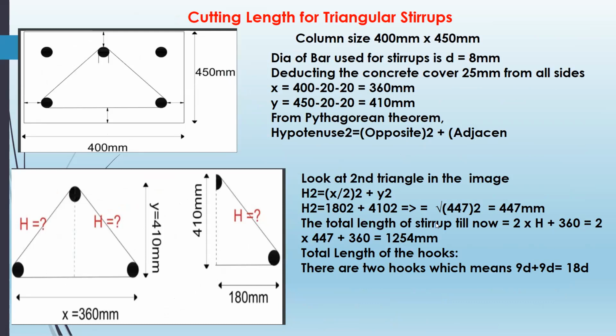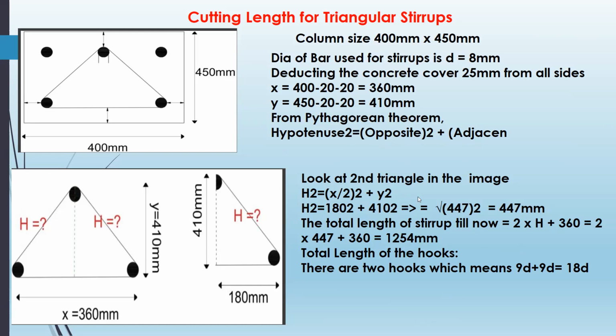Column size is 450 by 450 mm. Dia of the stirrup bar is 8 mm. Concrete cover is 25 mm all around. So in the x-axis it will be 400 minus 20 minus 20, that is 360. Y-axis 450 minus 40 will be 410 mm.